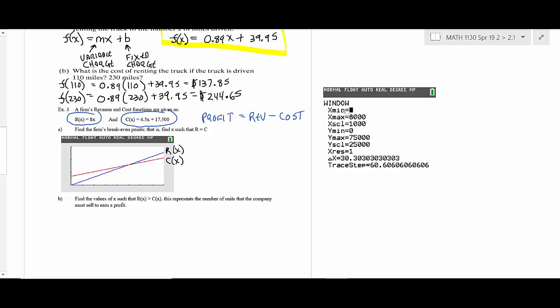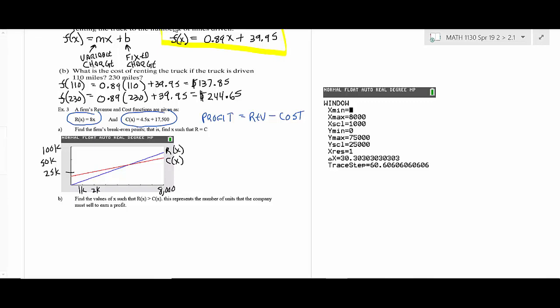And I made my X's go up to 8,000. So you can label this 1K, 2K, 3, 4, 5, 6, 7, 8. So that goes up to 8,000, okay? And then I made the Y's go up to like 75,000. And I made it go by 25,000, so you could put 25K, 50K, 100K, because a K is just an abbreviation for thousands, okay? So that's what you get.